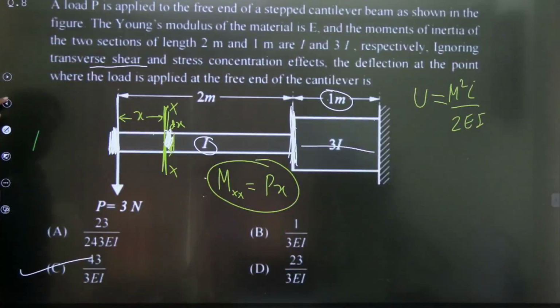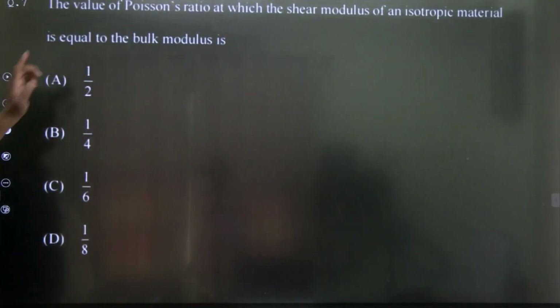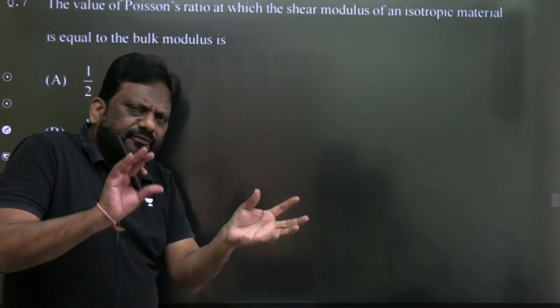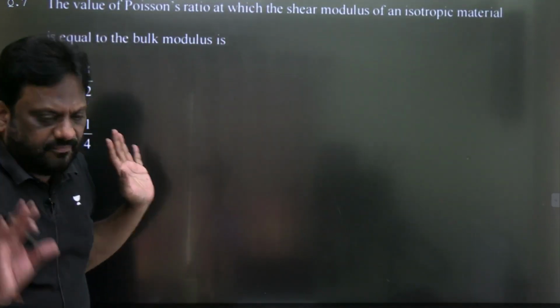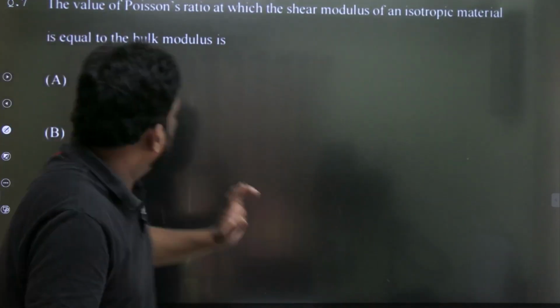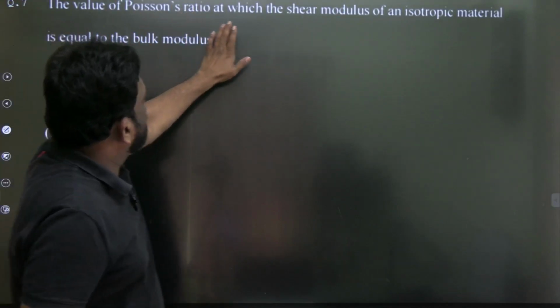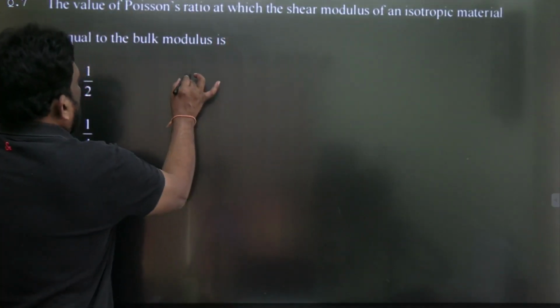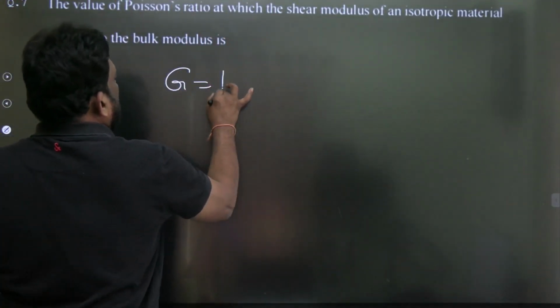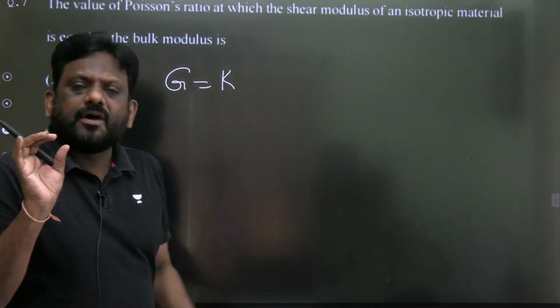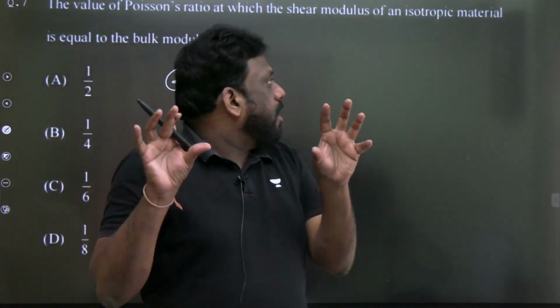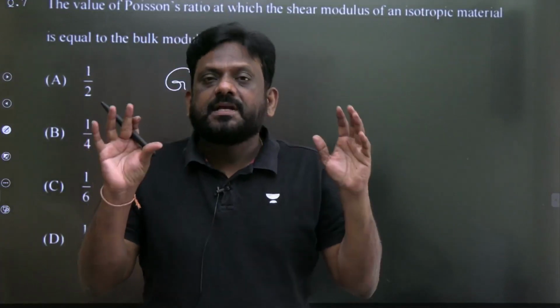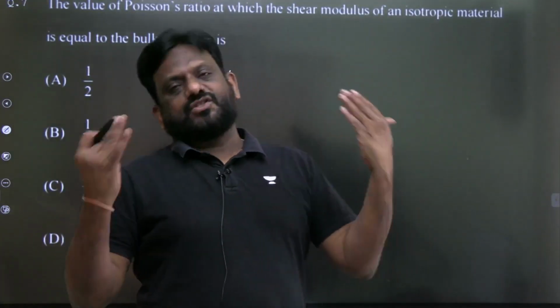No problem at all. Take this question. Let us do tough, easy, smoothly, we will proceed without any problem. The value of Poisson's ratio at which the shear modulus is equal to bulk modulus. So when the shear and bulk modulus of an isotropic material are the same, what is the value of Poisson's ratio?